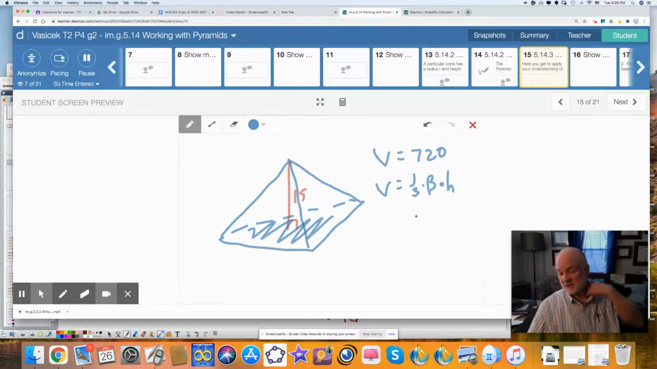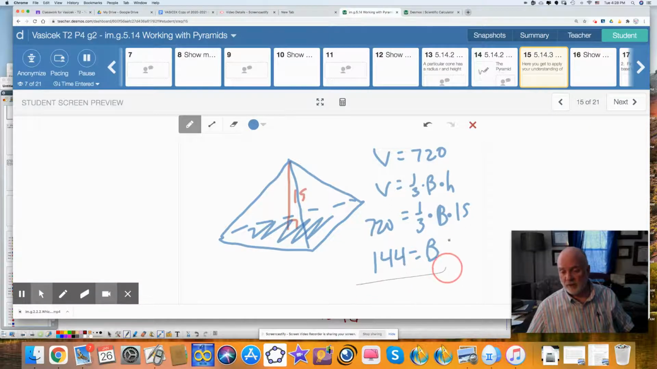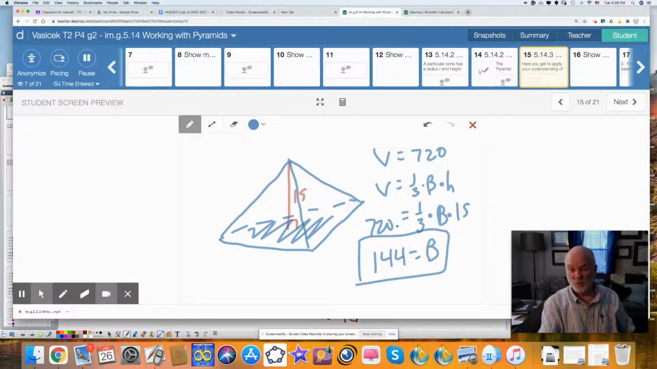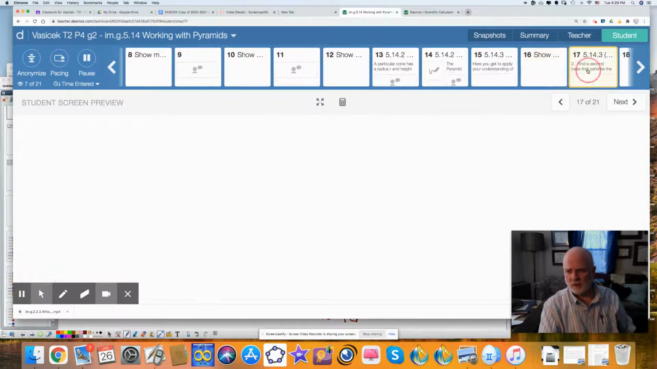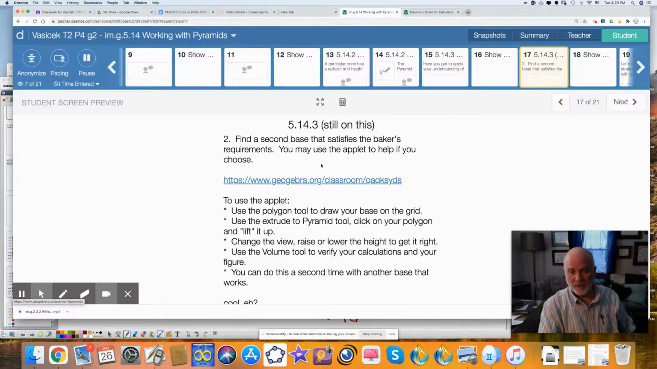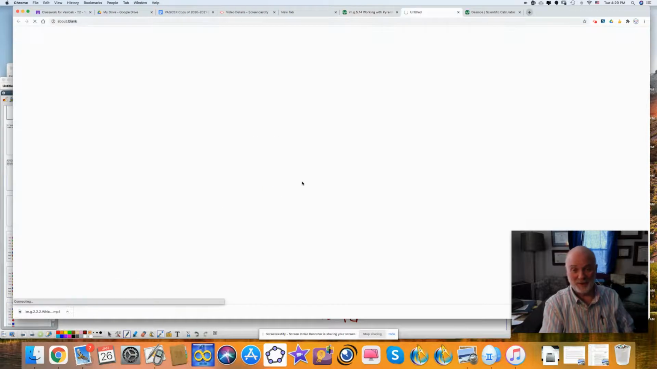So the question is, how much is the area of the base? So 720 is equal to 1/3 times the area of the base times 15. And if you do the math, you end up with 144. It's got to be my area of my base. And that's really pretty cool when you look at the next slide. Oh, show your work. So the next slide here. We're going to find a base that satisfies this using this GeoGebra activity.